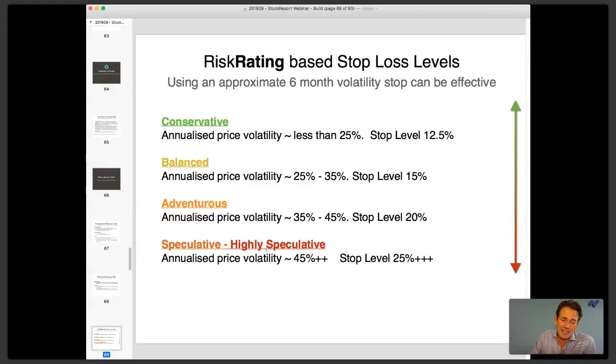I mean, speculative, highly speculative shares can have annualized volatility of 50, even 100%. And if you're going to buy one of those, like Serious Minerals, you might get stopped out at a 25% stop very quickly. But if you're good at timing your way in, these kind of levels can be quite good. And at some point, we're going to build it into the product to help people with target prices and stop loss levels.